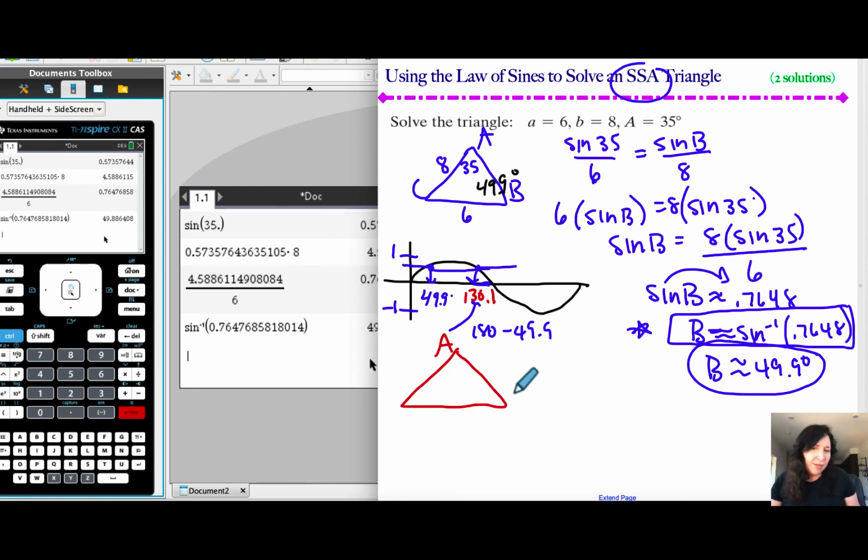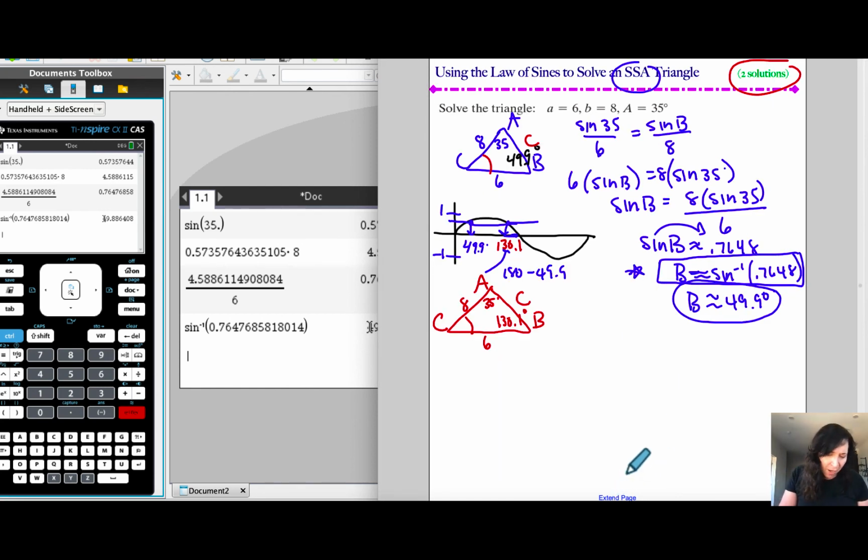And I'm not drawing it to scale for sure, because I would make it obtuse. But little a, we still have 35 degrees here and 6. We still have 8 here. But in our new triangle, this angle is 130.1 degrees. What that means is that I have another C I have to find. I still have this C to find, and I have both of these angles to find. Because in this problem, I have two solutions.